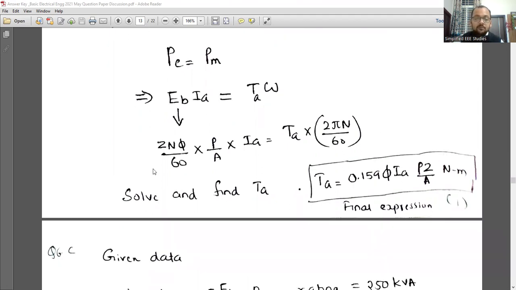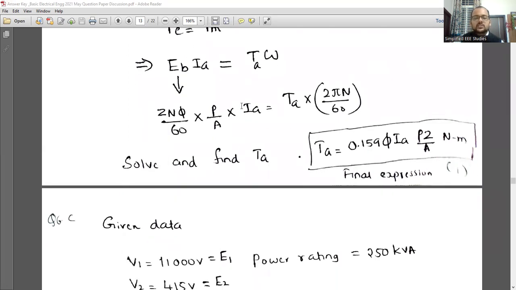I think you are following me. So please substitute the value of EB here. Then IA as it is, and TA into omega, where omega can be written as 2 pi N by 60. Do the simplification, simple mathematics. Then you can separate: TA is equal to 0.159 into phi into IA into PZ by A Newton meter.